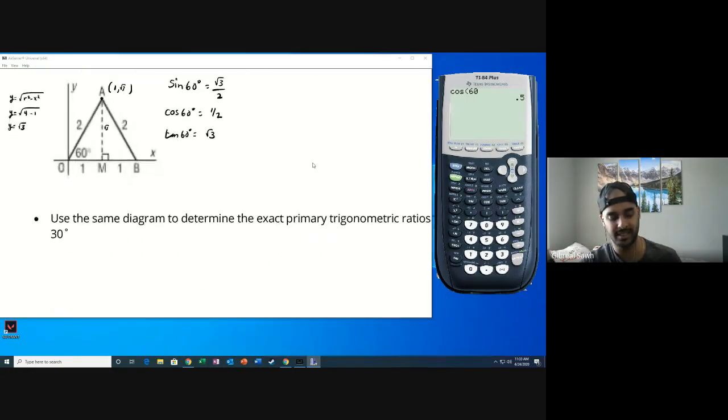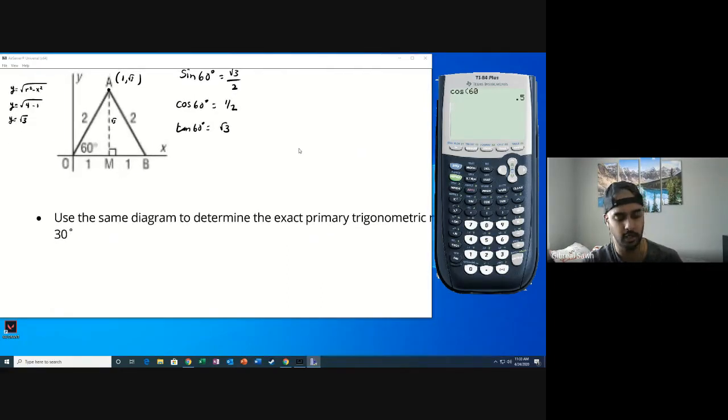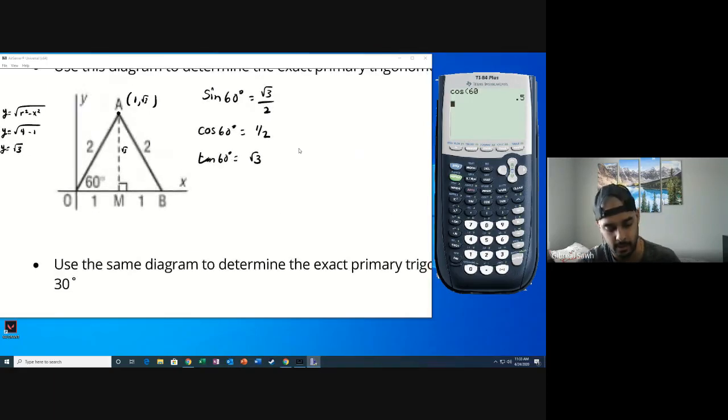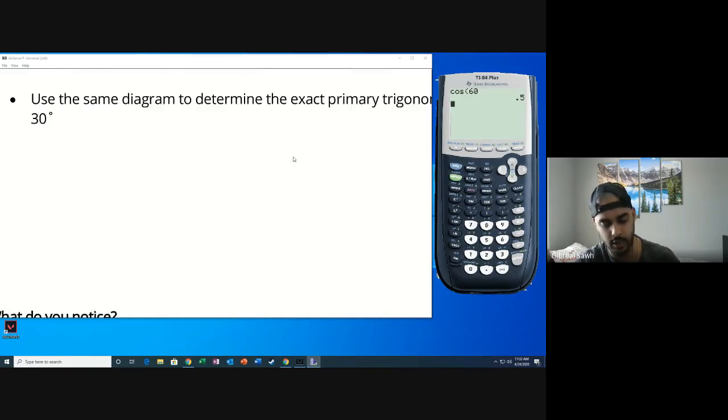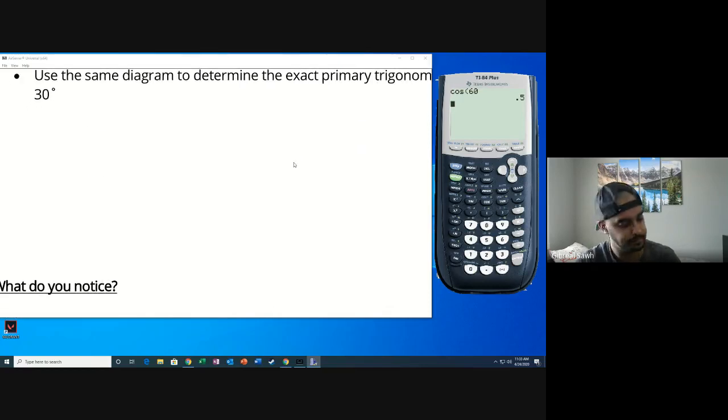Okay, we're going to use the exact same diagram, so I'll redraw it underneath, to determine the exact primary trig ratios of 30 degrees. So now things are going to change. Let me see if this will actually work. I might be able to just straight up copy this image. Oh, perfect. So I don't have to redraw it. Oh, it doesn't work. That's okay. Let's redraw it. Give yourself an axis.